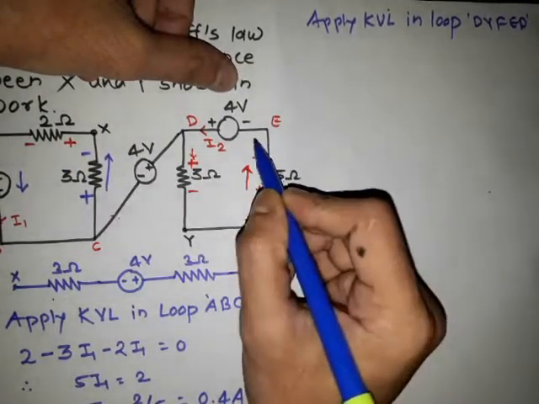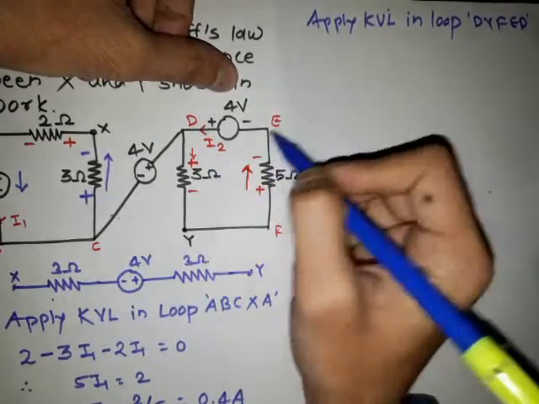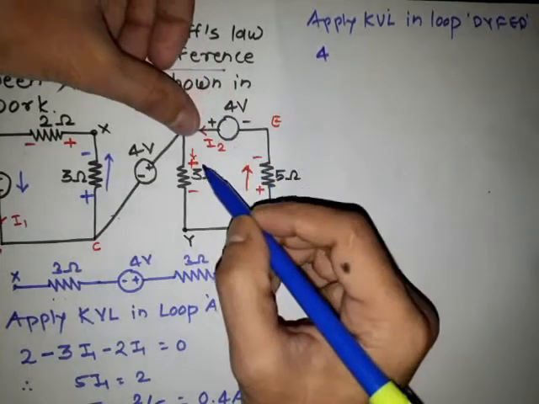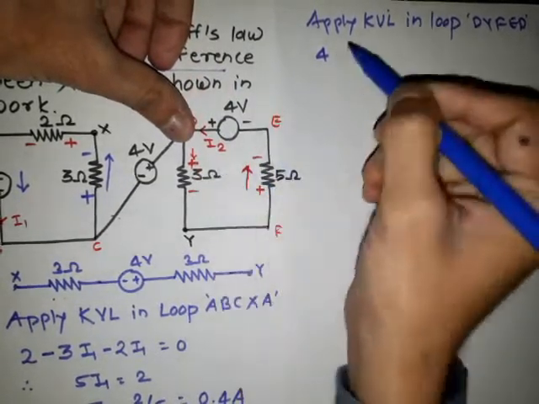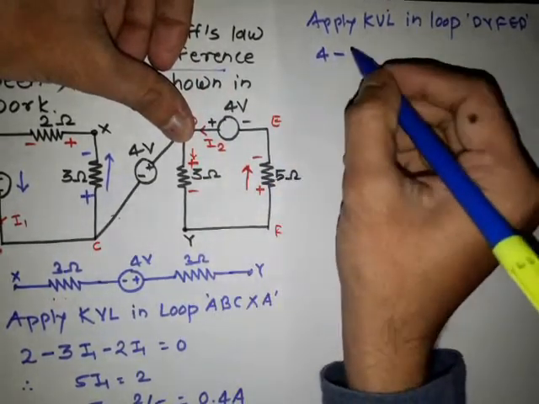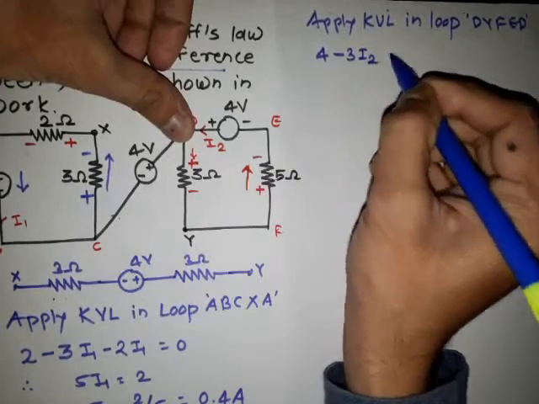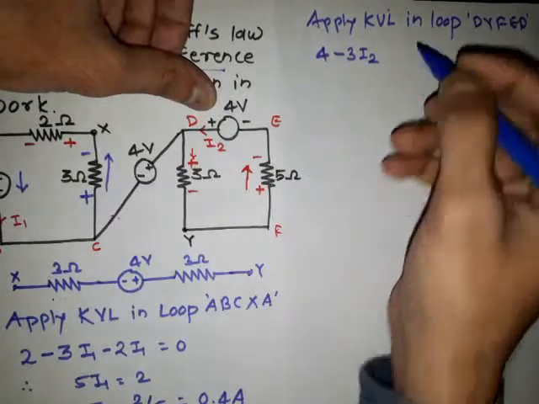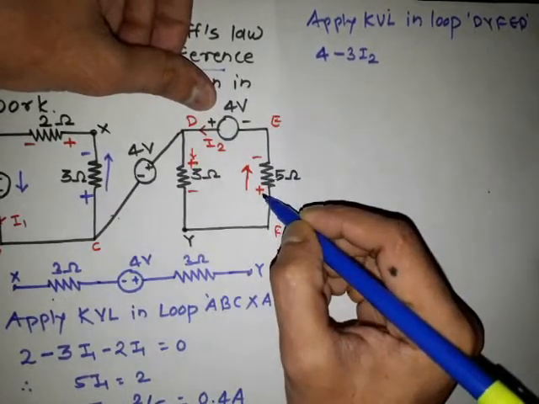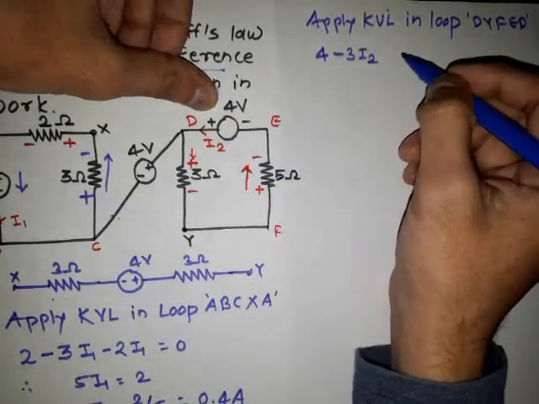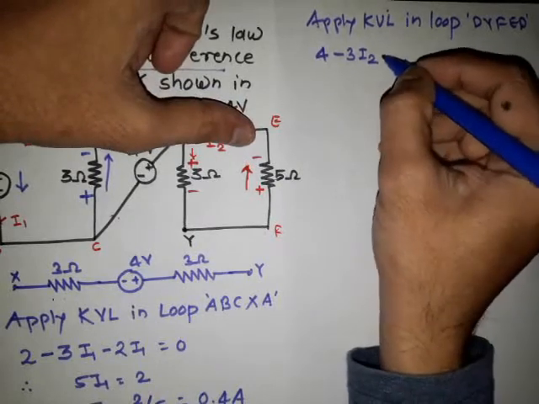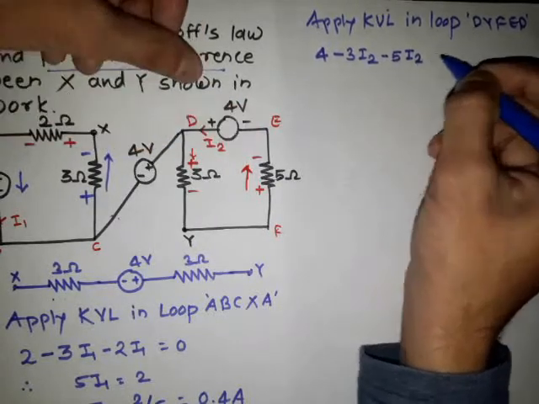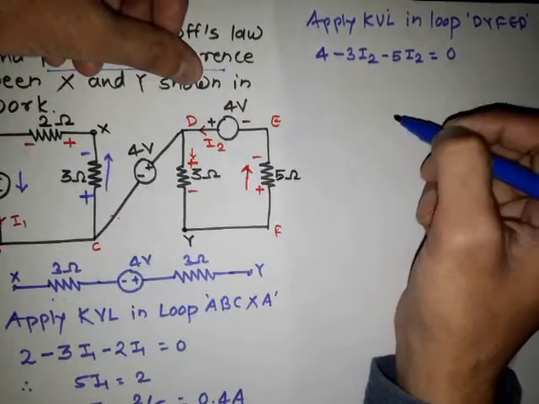That means current flowing like this, negative to positive, that means it is a rising voltage, and we are considering it as plus 4. Then here current flowing from plus to minus, so it is a falling voltage, so it is 3 into I2. I2 is the current flowing through the 3 ohm resistor. Similarly, current through the 5 ohm resistor is from positive to negative, therefore it is a falling voltage, and we are considering it as negative 5 into I2, which is equal to 0.